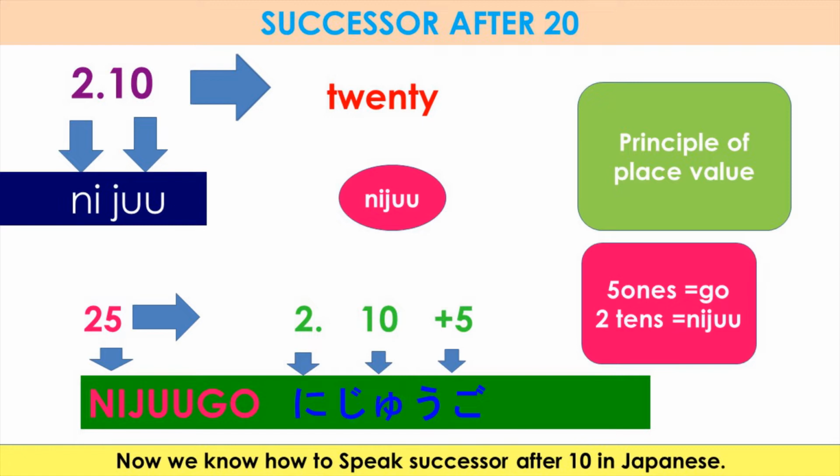And you can see in the purple box I have already written the place values of these. The place value of 5: 5 is at 1's place, so that will be Go. And at the 10's place is 2, so that will be Ni Ju, because the place value of 2 will be 20 in 25. So the number will be Ni Ju Go.